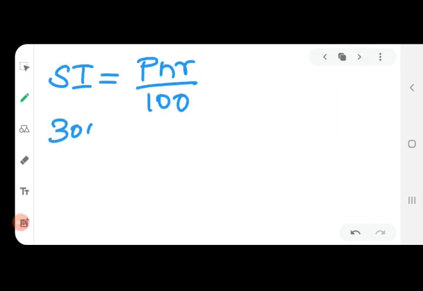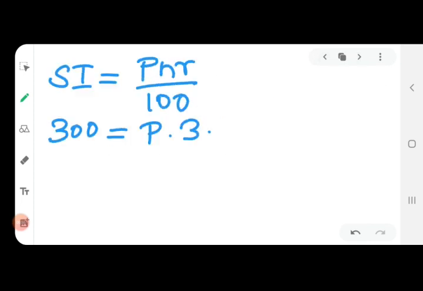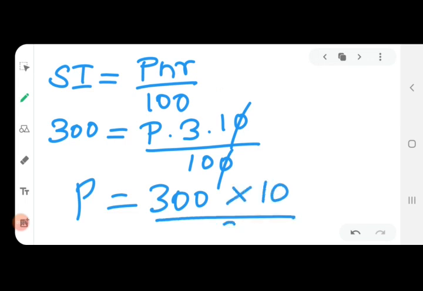So 300 equal to P, value we don't know, N value they have given for 3 years, R value they have given 10%, so 10 whole divided by 100. Now this 0 will be cancelled. We need P alone. So P equal to 300 as it is, and 3 by 10 moves to that side, it will be changed as 10 by 3. Now if you cancel, 3 ones are 3, 3 ones are 3, 2 zeros. Now 100 into 10 it will be 1000.